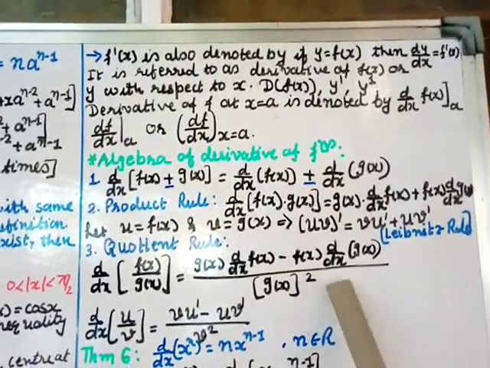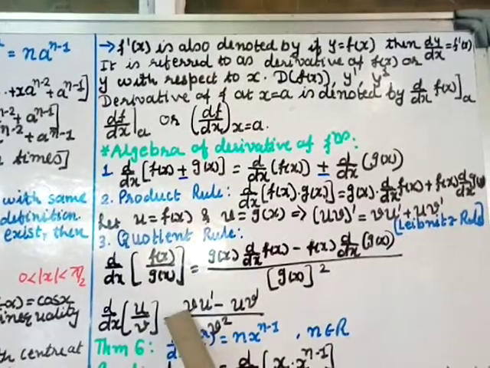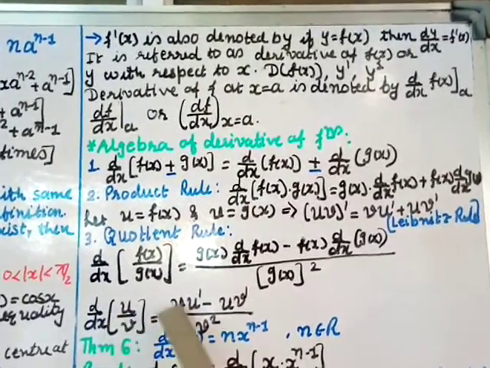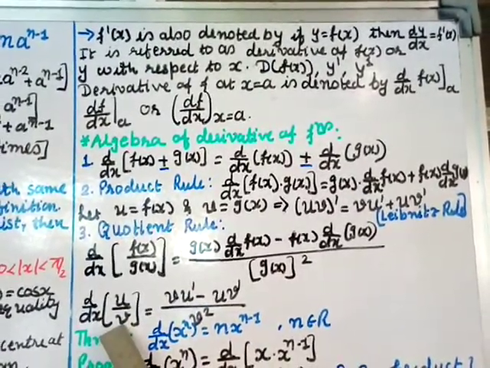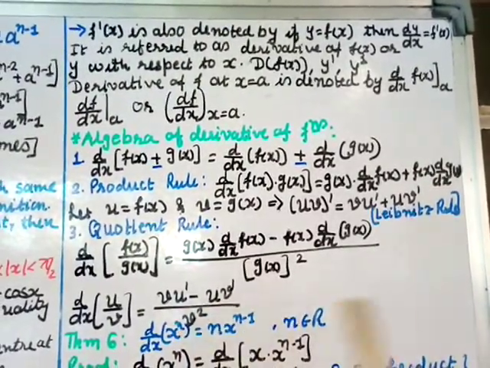Now this also in u v terms, d by dx of u by v equals denominator v as it is, times the derivative of the numerator, that is u dash, minus numerator u as it is and derivative of denominator, that is v dash, divided by the square of the denominator, that is v square. So this is the quotient rule.